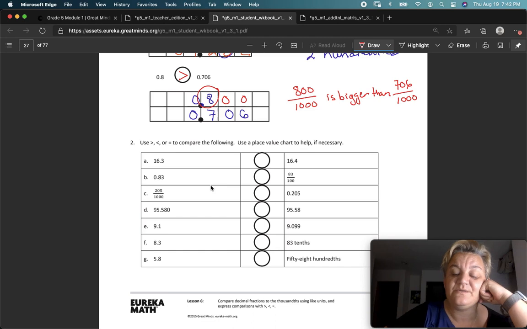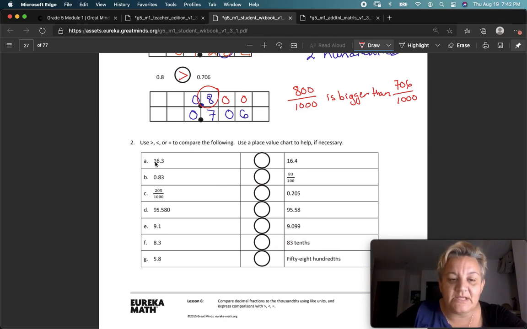And if you get confused, you can always use a place value chart or draw one on the side of your paper. Okay, 16 and 3 tenths, 16 and 4 tenths. Well, that one's pretty easy because the 1 and the 1 are the same, the 6 and the 6 are the same. Here, 3 tenths is less than 4 tenths, right? So less than.